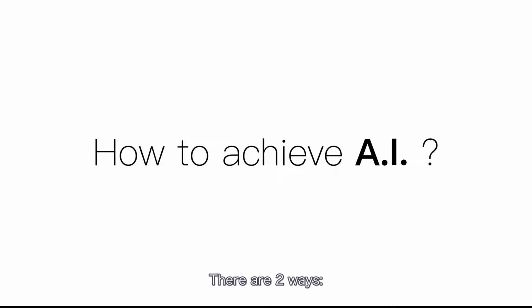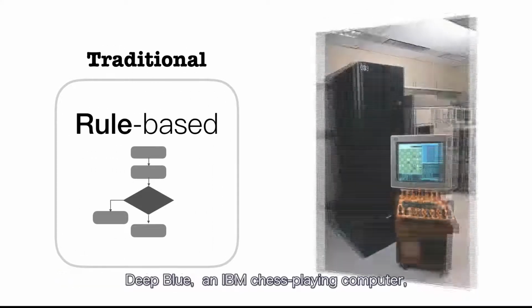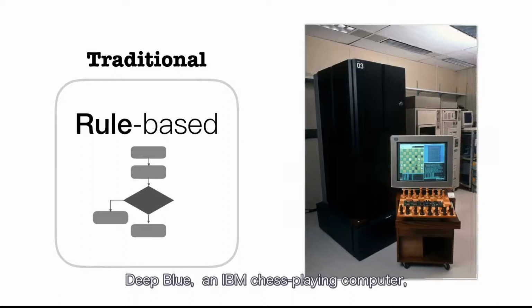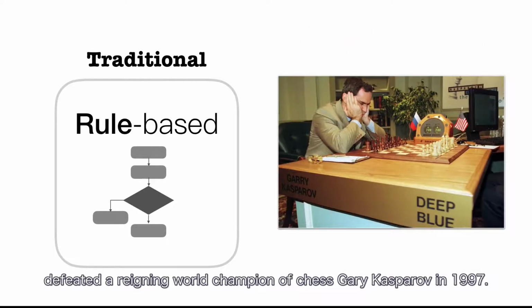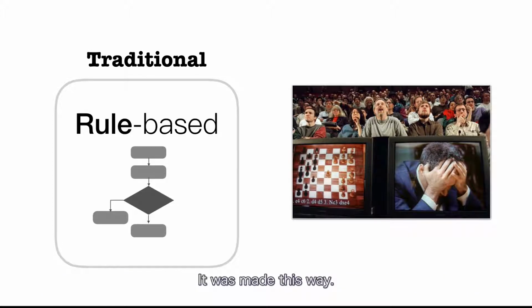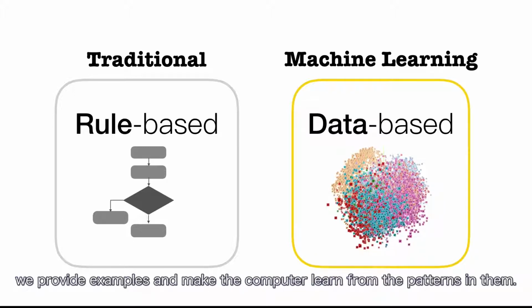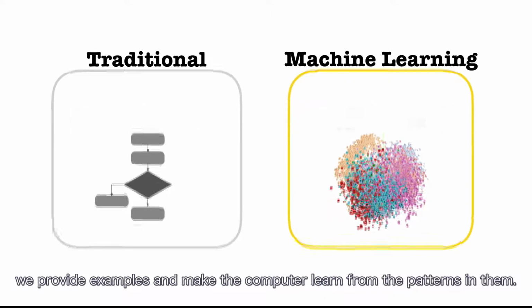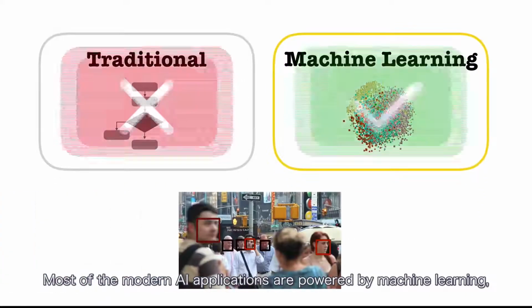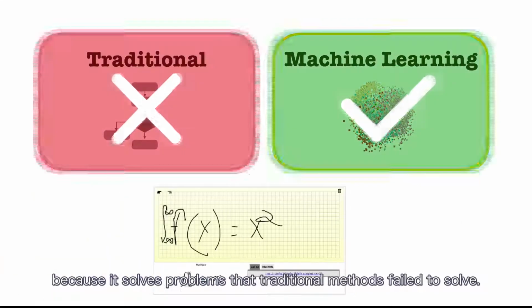There are two ways. The traditional one is to program the computer with explicit rules. Deep Blue, an IBM chess-playing computer, defeated the reigning world champion of chess, Garry Kasparov, in 1997. It was made this way. The other approach is called machine learning. Instead of writing specific rules, we provide examples and make the computer learn from the patterns in them. Most of modern AI applications are powered by machine learning because it solves problems that traditional methods fail to solve.